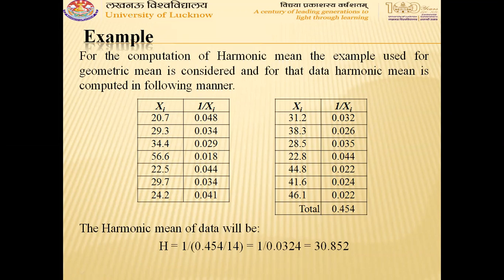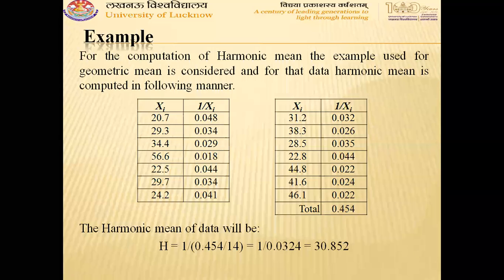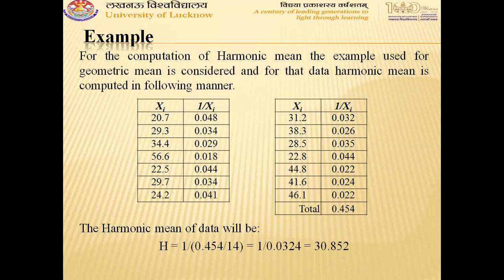Now the harmonic mean will be obtained as the inverse of the average of these values, these 1 upon xi, that is, divide this quantity by 14. So harmonic mean will become 1 upon 0.454 divided by 14. That is 1 upon 0.0324, which will give the quantity 30.852, which is the harmonic mean for the data.